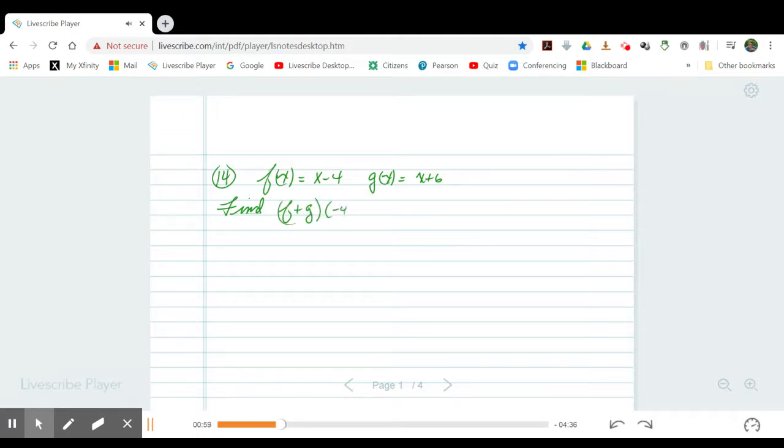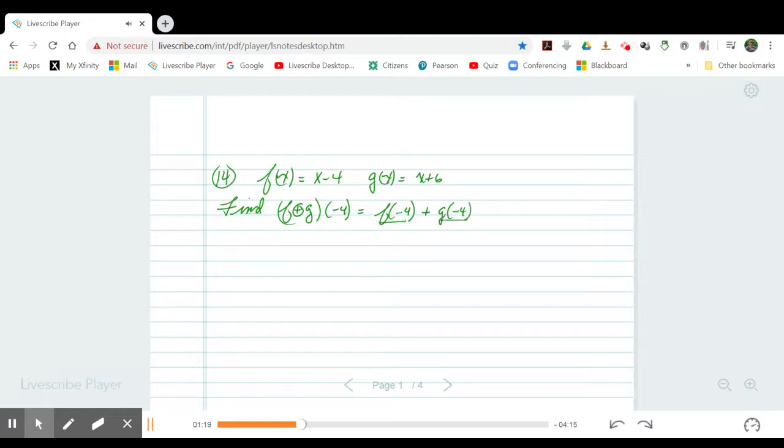A couple of ways of doing this. I'm going to stick to the most basic way and not introduce anything different at this stage. The basic way of doing this is to find f of negative 4, then add g of negative 4. So we need to evaluate both of these and then add the answers.